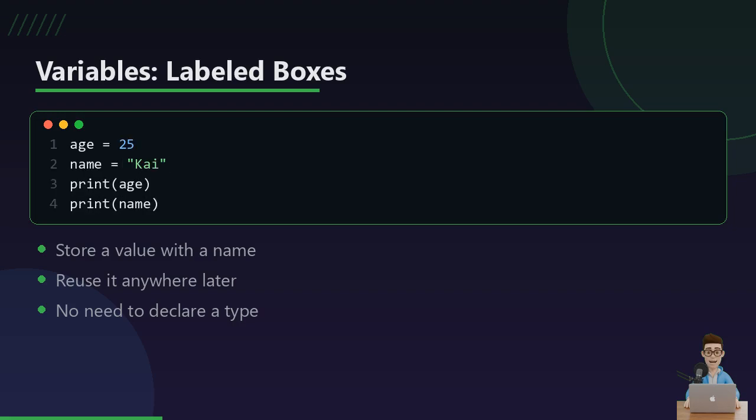Imagine sticky notes on jars in your kitchen. You write age on one jar and put 25 inside. That is exactly what a variable does. Notice we never had to say this jar holds a number and that one holds text. Python figures it out on its own. In short, a variable is just a named jar holding a value.